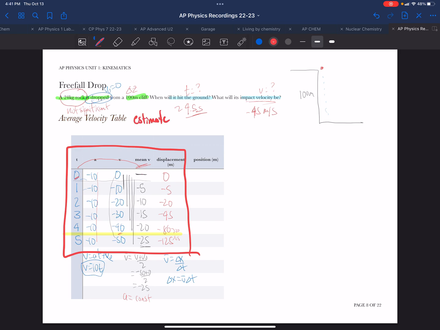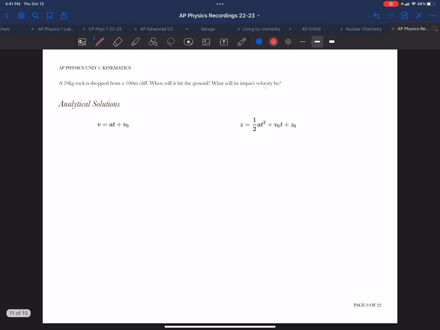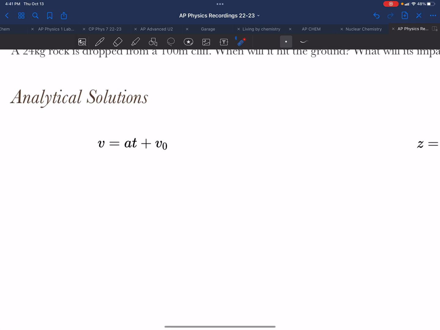Well, what if we want a very precise value? Well, we do what's called an analytical solution. We have two relationships: how velocity relates to time and how position relates to time. When it comes to velocity, we know the velocity at any instant in time is equal to the acceleration, and for us, that's minus 10, plus the initial velocity, that was 0. So this equation is our model. It will give us the velocity for any instant in time.